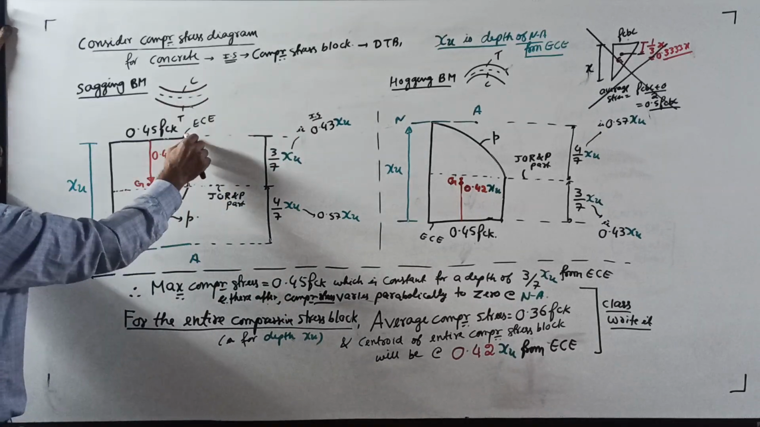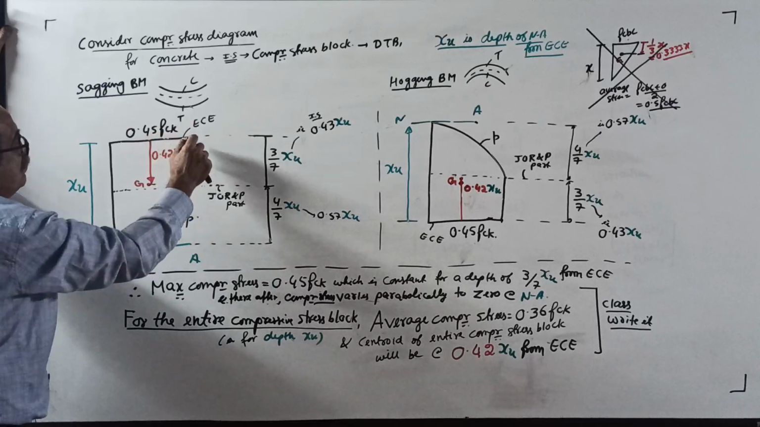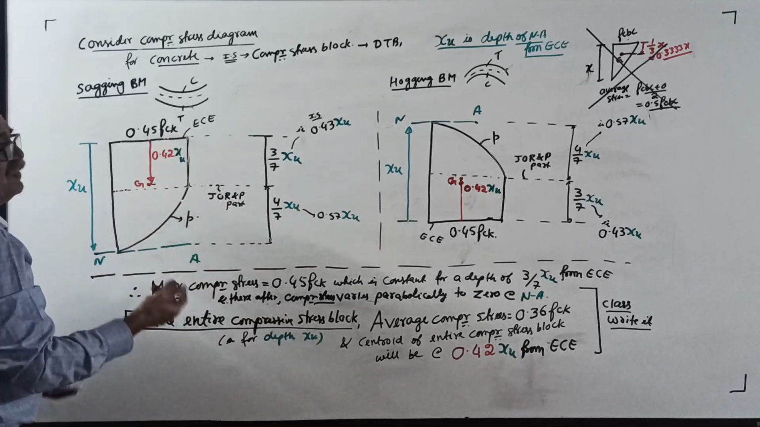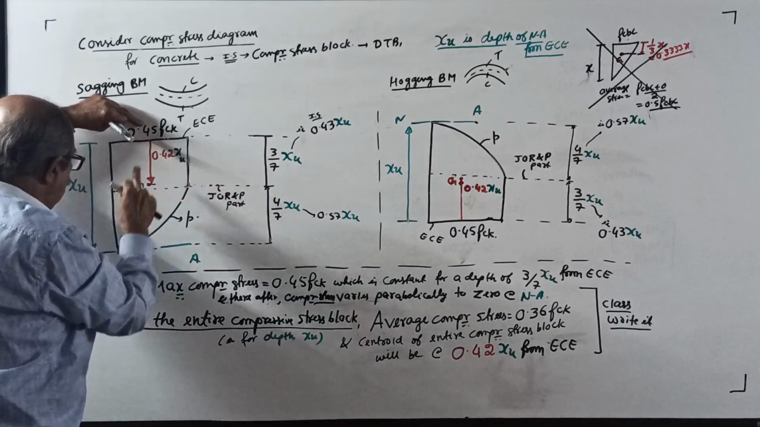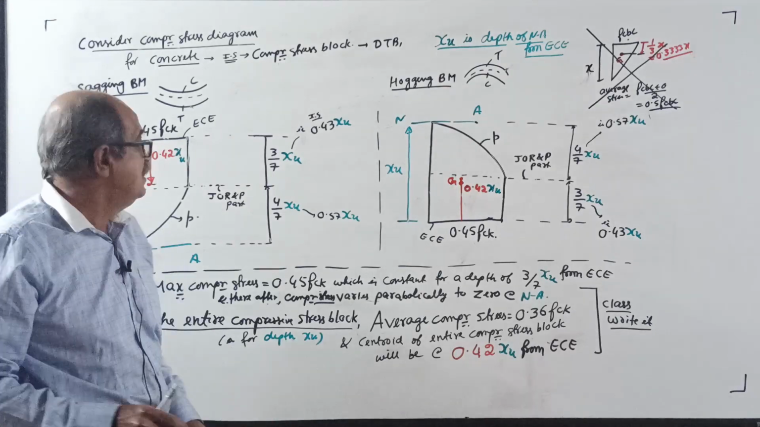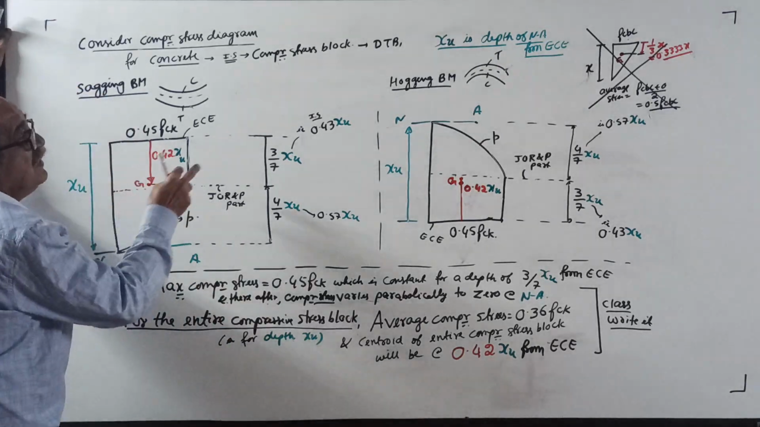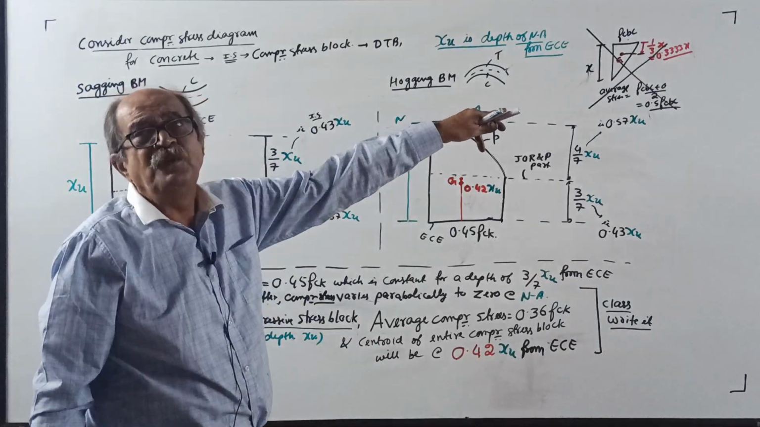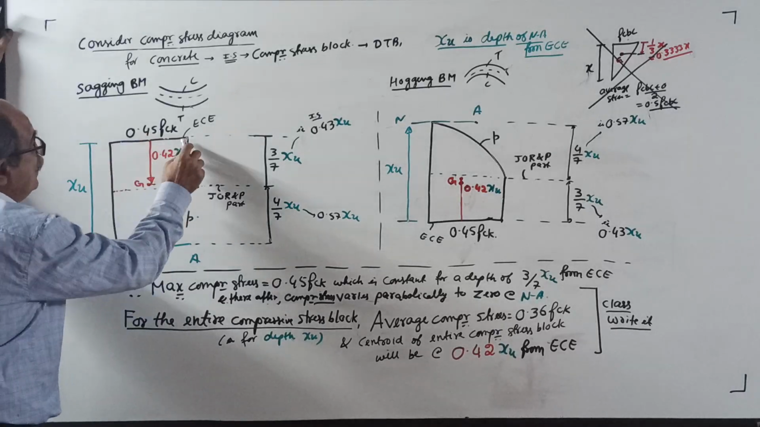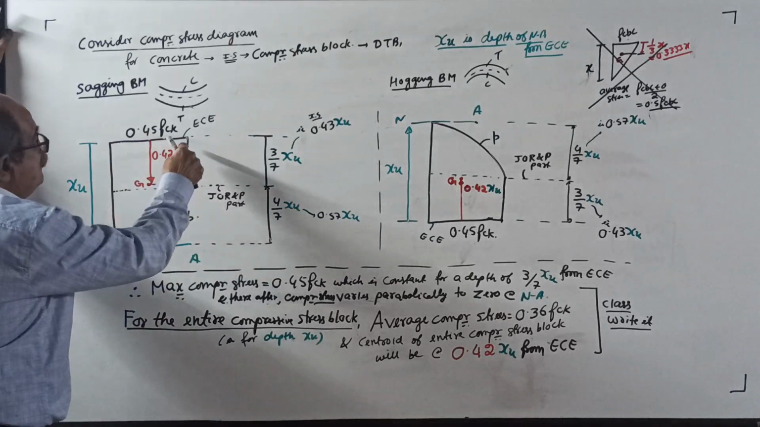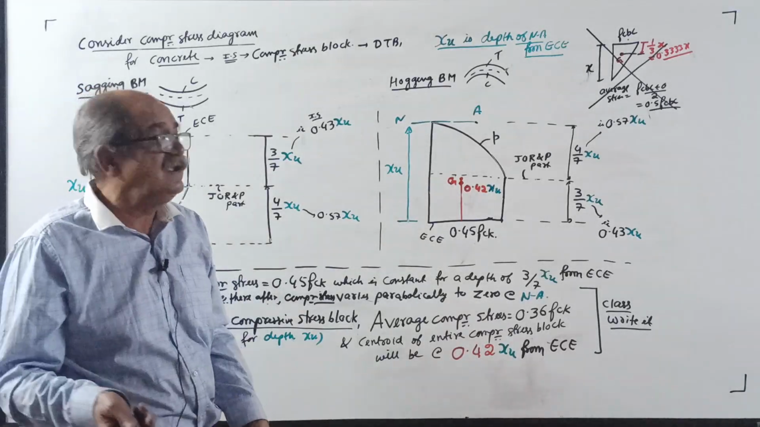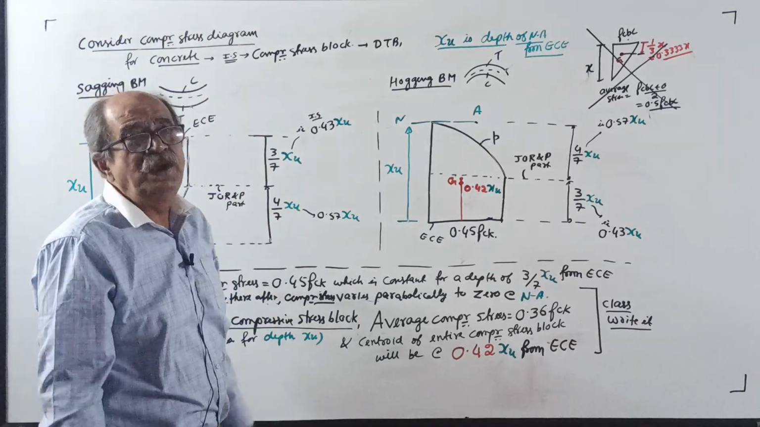Just 1 minute. Suppose it is linear. Make a note. If it is this way, by chance, then the average will be 0.45 plus 0 divided by 2. It will come 0.225 FCK. No, because more area is there. If you go as per the working stress method, the average is half of the maximum value. Here, half of maximum is 0.225. That is only if it is linear, but it is not linear. You got a rectangle and a parabola. Therefore, remember, we derived it in the class. The average is a little more. It is not 0.225, a little more.